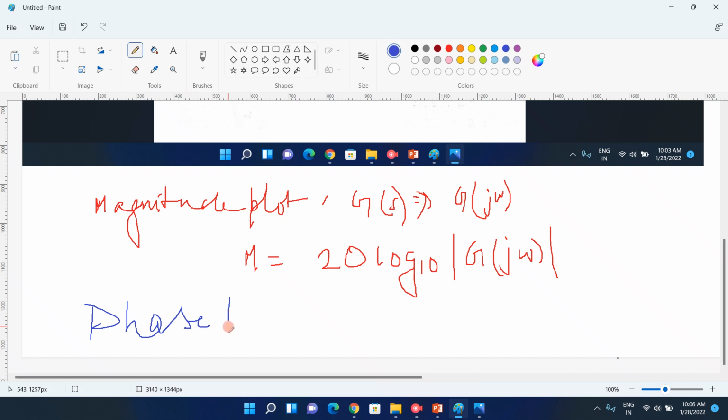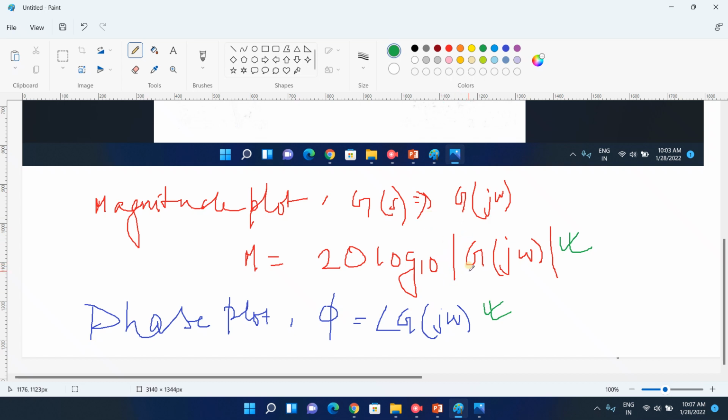And the second plot is the phase plot. Phase plot means you have to find out the angle of the particular transfer function. Now, it is not possible to determine the magnitude and the angle of the entire transfer function at first instantly.